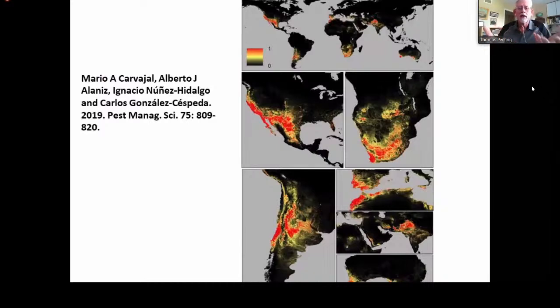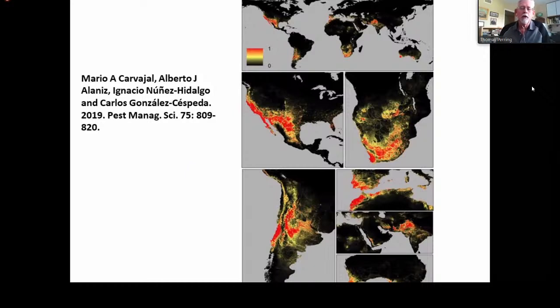Then in 2019, a more robust study was done looking at the potential distribution of Bagrata worldwide. This map shows basic climate matching models, looking mostly at temperature and other climatic variables and how that would predict the distribution. What we see is the red areas are where it's predicted to be bad. The black areas are where it's predicted not to occur. And the yellow is in some intermediate area there.